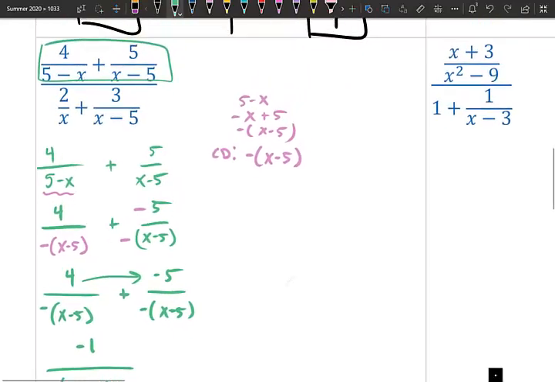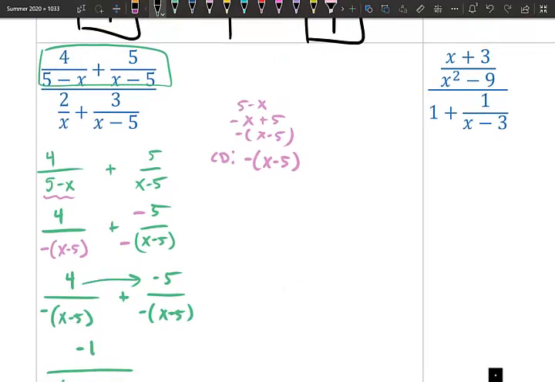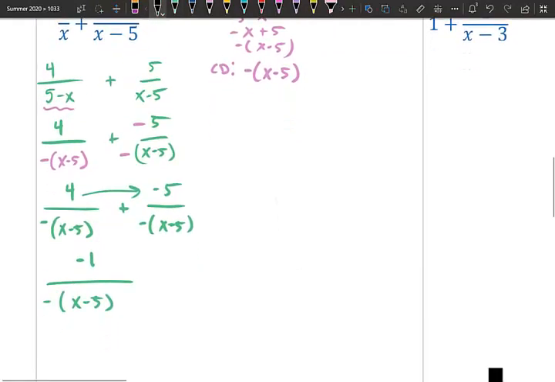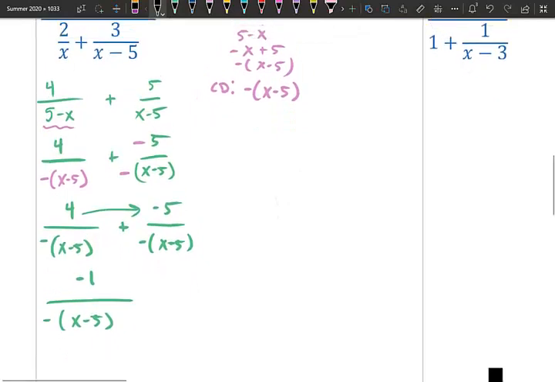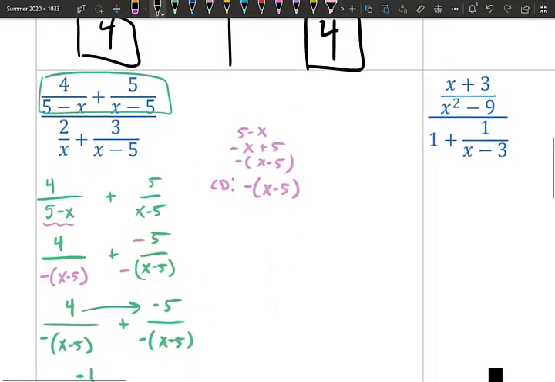The top here, the top circled in green, it comes to negative 1 over negative x times x minus 5. Okay, so that's what the top is. Now let's do the bottom. Let's simplify that. So this is the bottom. Let me write that. Top and then bottom.